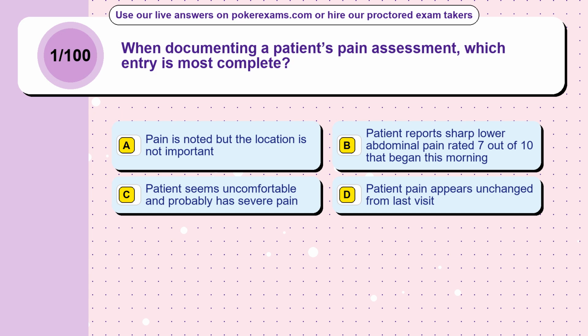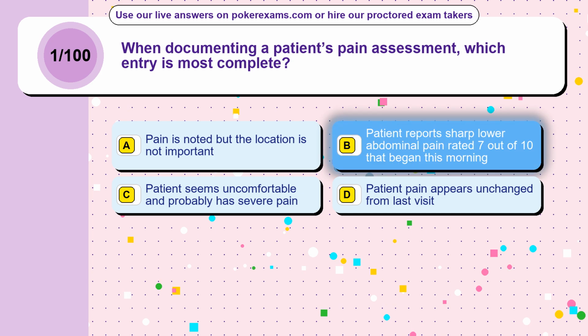Question 1. When documenting a patient's pain assessment, which entry is most complete? Option A. Pain is noted but the location is not important. Option B. Patient reports sharp lower abdominal pain rated 7 out of 10 that began this morning. Option C. Patient seems uncomfortable and probably has severe pain. Option D. Patient pain appears unchanged from last visit.